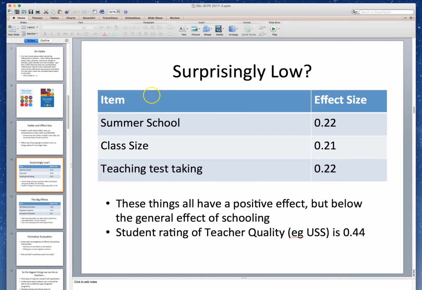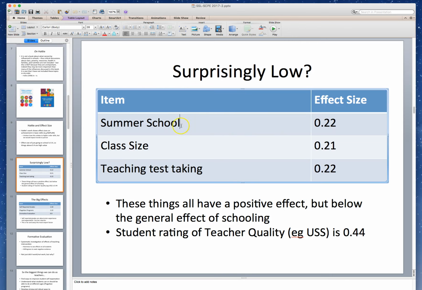So things that are surprisingly low in his study are things like doing extra classes, so summer school, catch-up classes. Class size doesn't turn up very high. Okay? There's reasons for that. We'll talk about that in class another time. Things like teaching test taking, so teaching kids how to do that plan, etc., how to do the senior exams. They don't really have much effect. Okay. They all have some, but they're actually below the general effect of schooling.